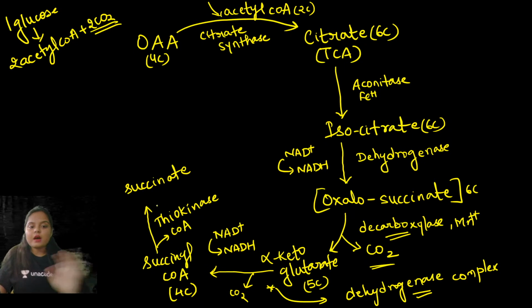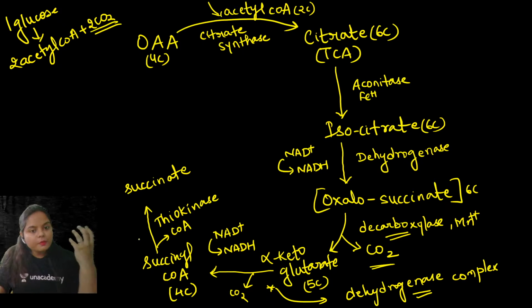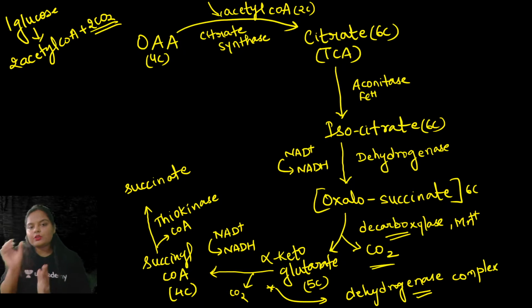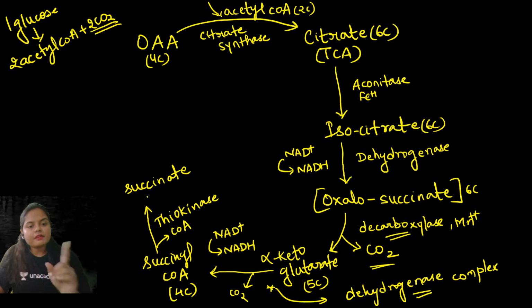Okay. Now one more important thing has taken place here. What is happening? The succinyl coenzyme A, I told you that the bond between the succinyl and the coenzyme A is a high energy bond. In the presence of enzyme thiokinase, the bond is broken and succinyl coenzyme A is getting converted into succinate, which is again a 4-carbon compound. But the energy released in this process will be utilized in the formation of an ATP molecule.